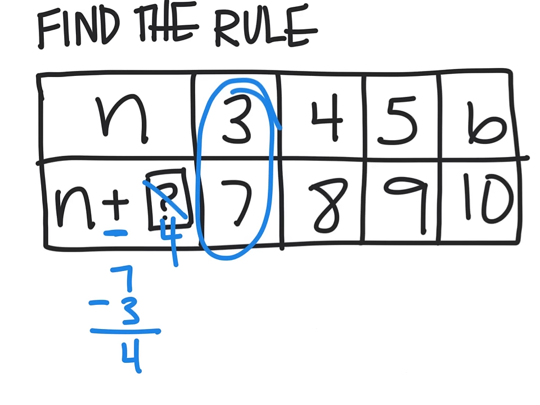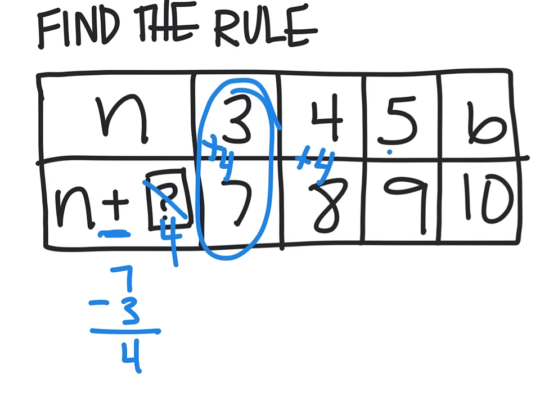And I'm going to check and make sure. I know they gave us addition, but we always want to make sure that we have the correct sign. So if it's addition, I would be adding on to n, this top row. So I do add 4. 3 plus 4 is 7.